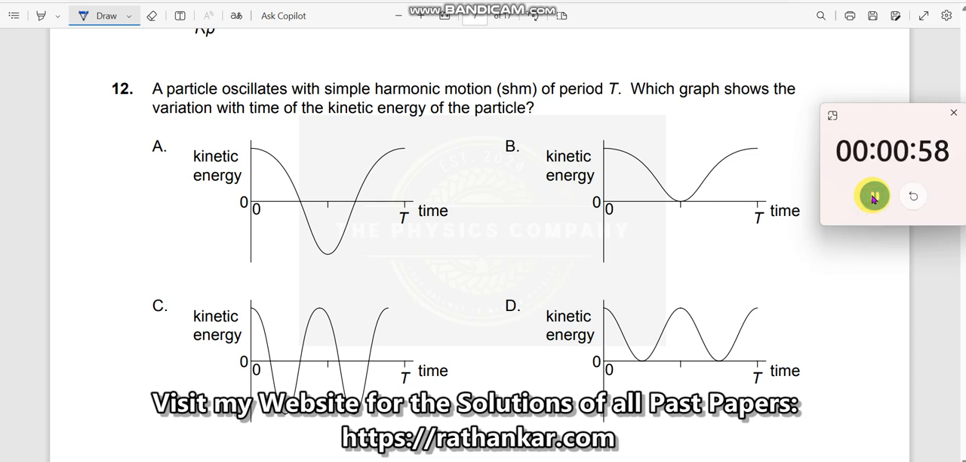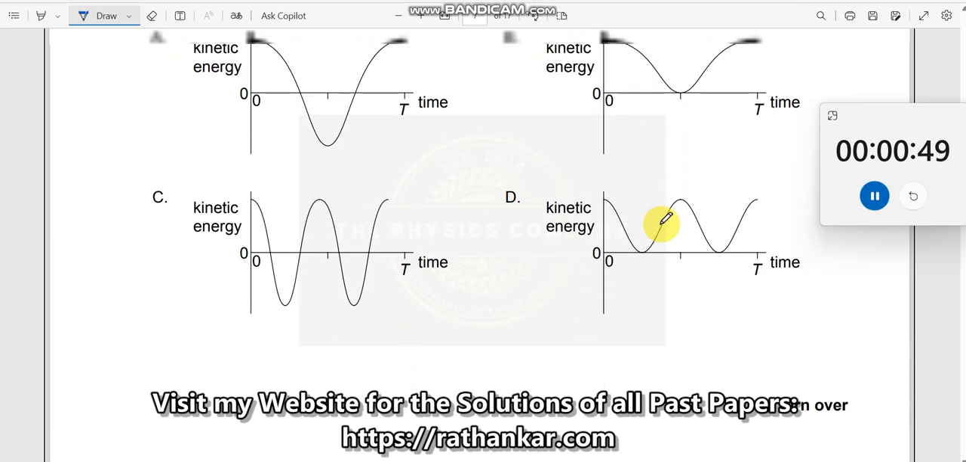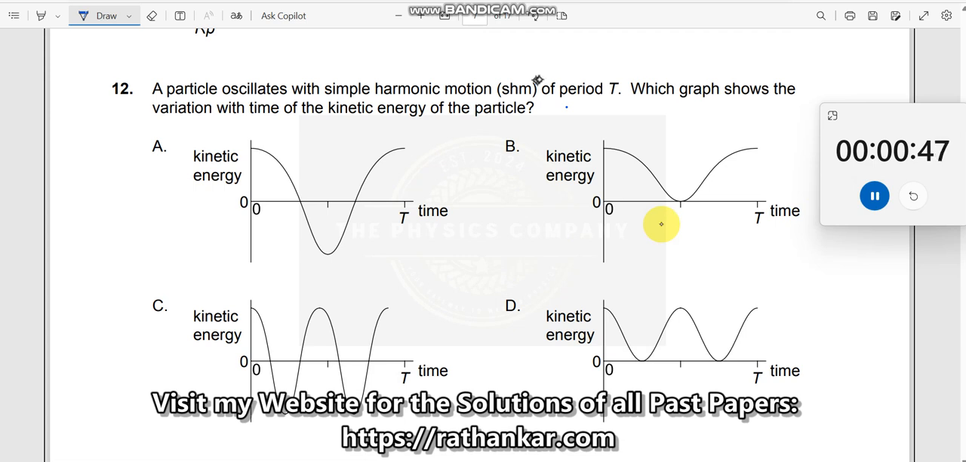Question number 12. A particle oscillates with simple harmonic motion, SHM, of period T. When you talk about SHM, you always try to put a pendulum, because it's easier for us to do it. Which graph shows the variation with time t of the kinetic energy of the particle?